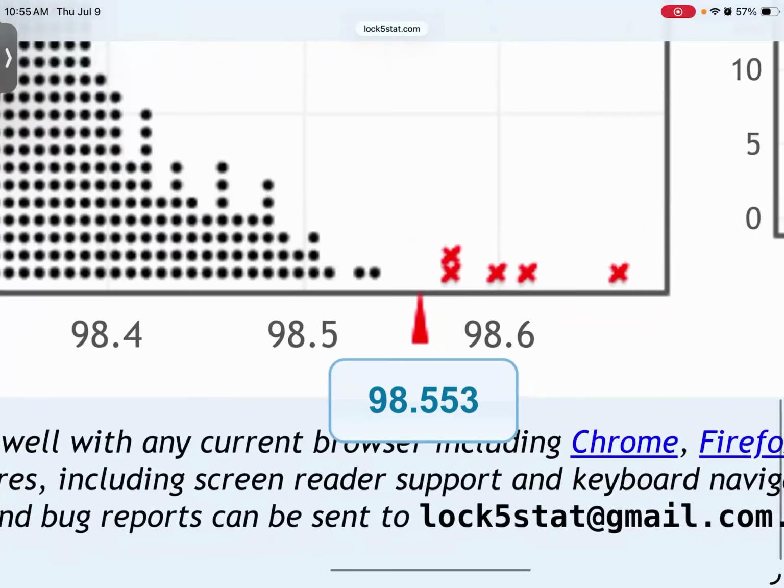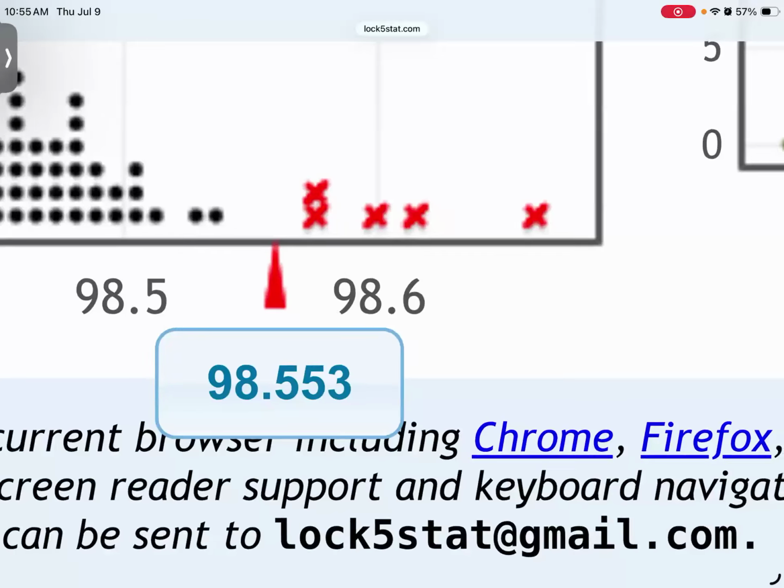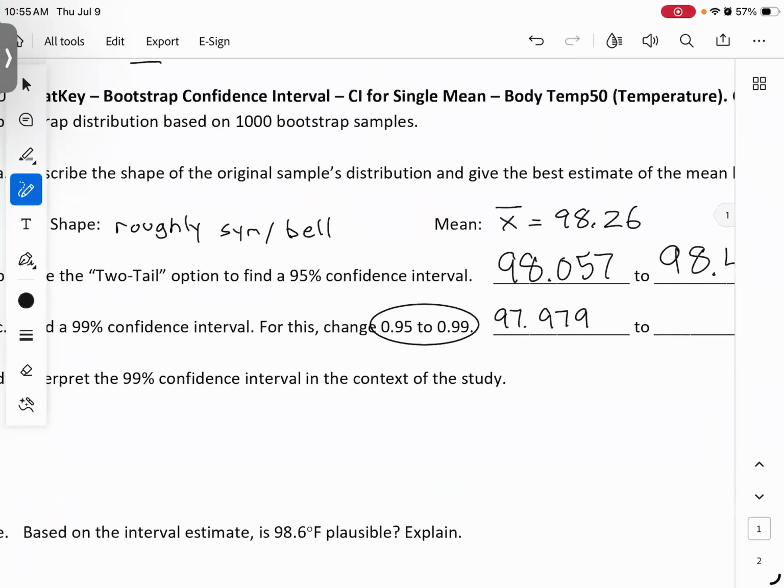Now, again, you'll have something here that's similar to this, but I bet you that it doesn't have 98.6. That 98.6 is on the outside of what's plausible. I'm going to write my 98.553.